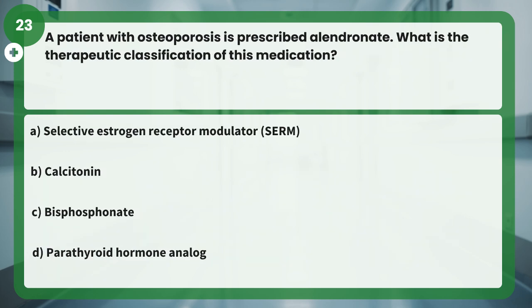Question 23. A patient with osteoporosis is prescribed alendronate. What is the therapeutic classification of this medication? A. Selective estrogen receptor modulator, SERM. B. Calcitonin. C. Bisphosphonate. D. Parathyroid hormone analog.